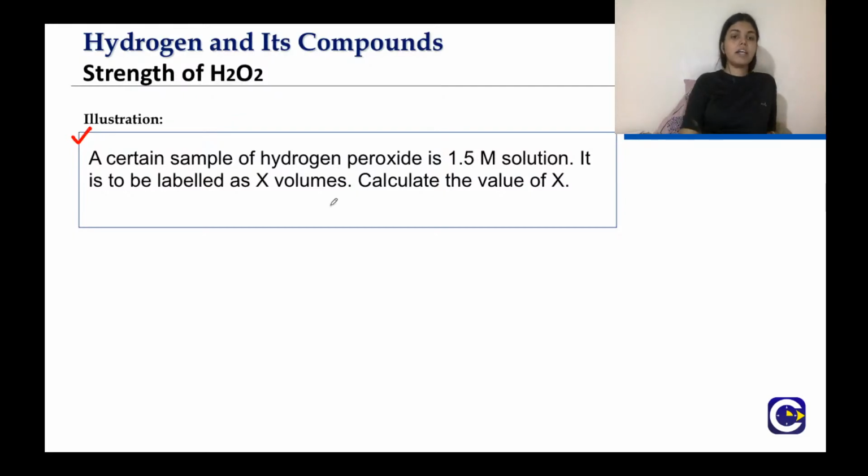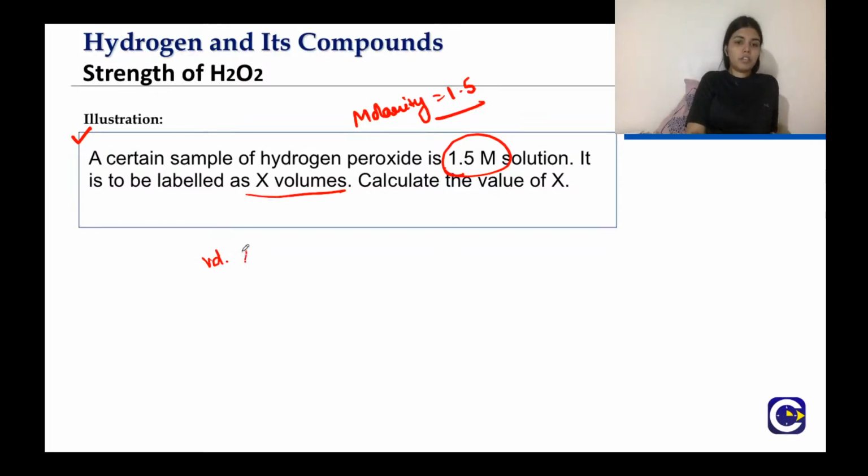The question is saying a certain sample of hydrogen peroxide is a 1.5 molar solution. That means molarity is given as 1.5, right? You have to find out the volume strength. Direct formula you have to apply. Calculate and let me know the answer.